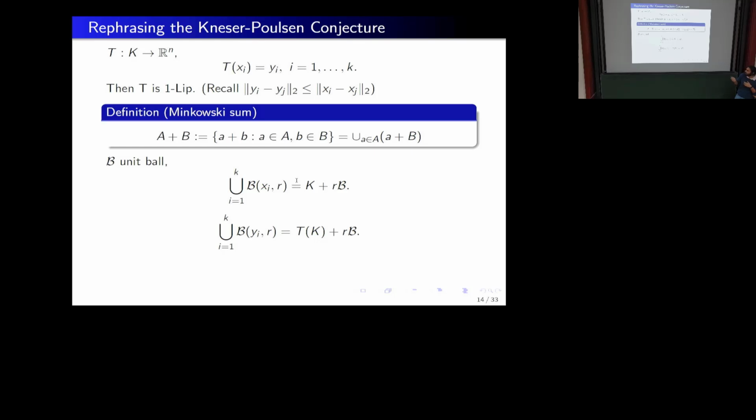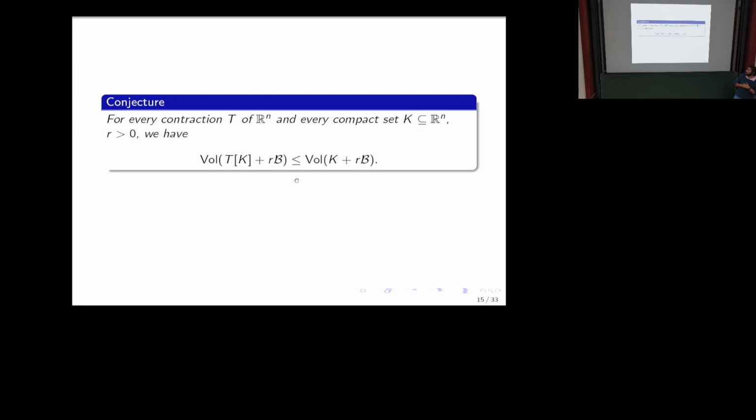Okay. And also, I will call one Lipschitz maps contractions, even though the Lipschitz constant may not be equal to 1. So terminology. So I need not only talk about T being defined on K, because Kirszbraun tells me I can define it on all of the space. The Kirszbraun extension theorem tells me that I can extend a Lipschitz map without losing anything on the Lipschitz constant to all of the space. So this is the Kneser-Poulsen conjecture, in a language that I like, that if you have a contraction T of Rn and you have a compact set, then the volume of the tube around K should be bigger than the volume of the tube around TK.